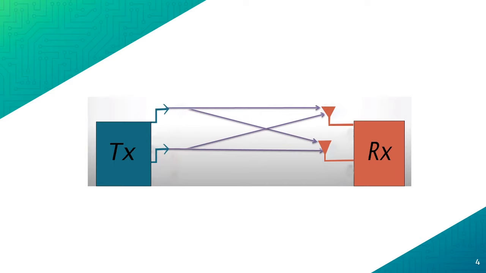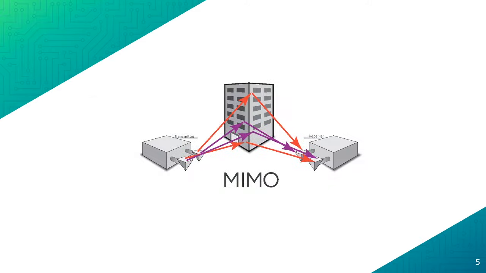To solve this problem and have a high data rate, we have a MIMO wireless network, basically a multiple input multiple output wireless network with multiple antennas at both the transmitter and the receiver ends. A MIMO system has high data rate and increased reliability as it takes advantage of the multipaths that exist between transmitter and the receiver.